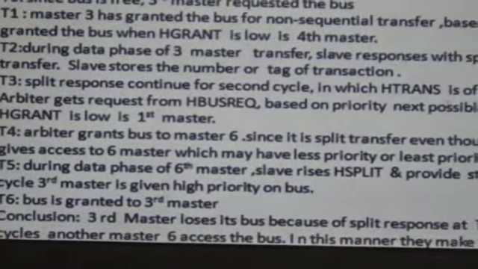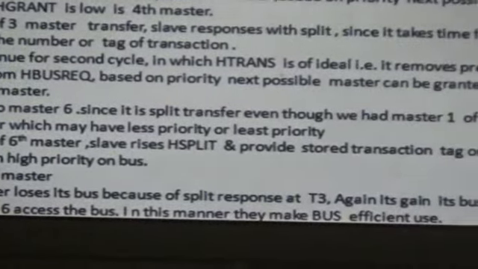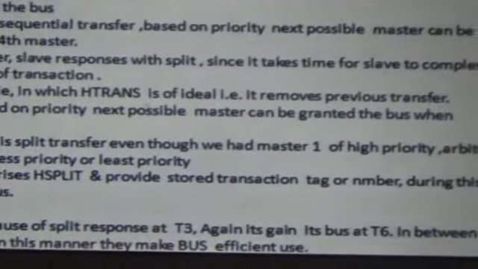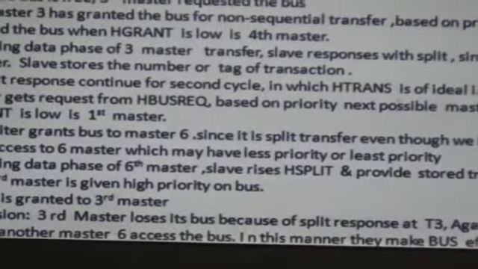At T6, the bus is granted to the third master. Conclusion: the third master loses its bus because of the split response at T3. Again, it gains its bus at T6. In between cycles, another master, master 6, accesses the bus.